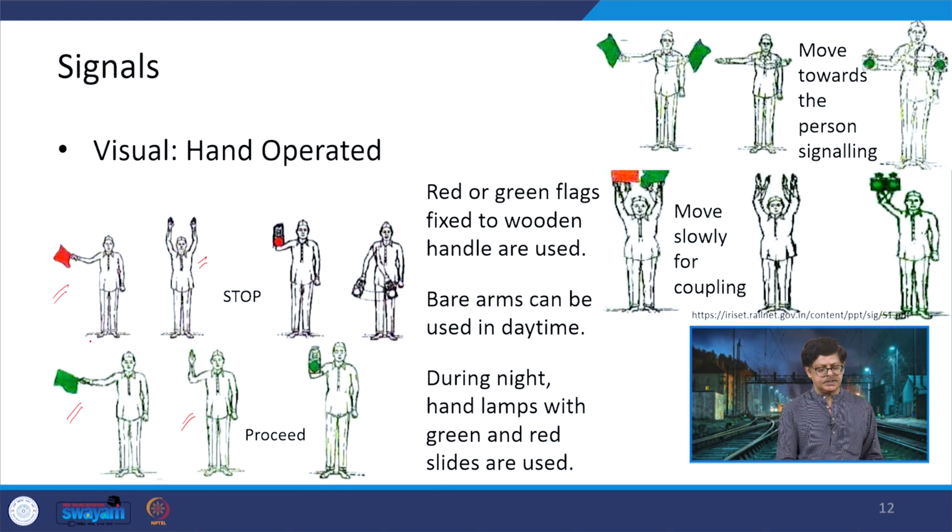So, in the first case, this combination, either using a flag which is red or taking both of the hands up, it means you need to stop. Whereas, in the second case, when it is showing a green flag or they are showing one hand up only, that means you can proceed. This can also be done by using the lanterns or the lamps. So, here you can see the lamp is being used. So, this is showing a red light.